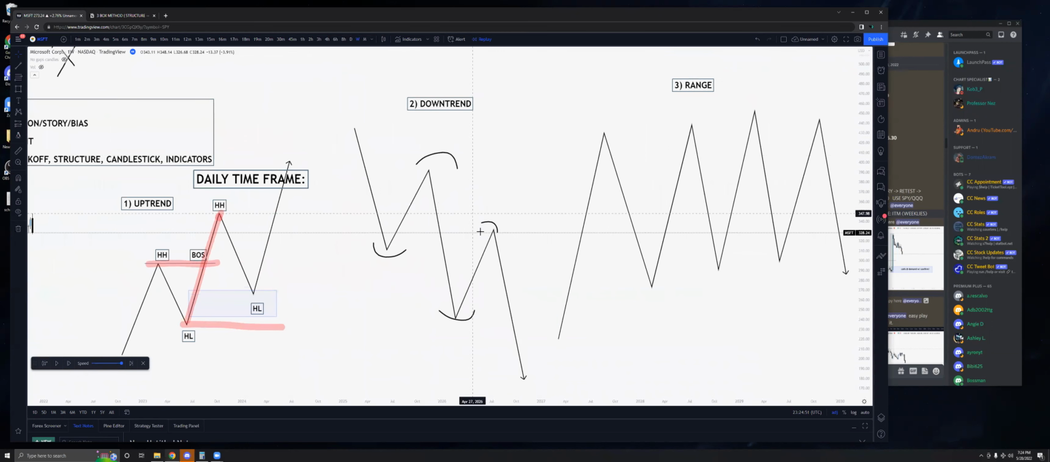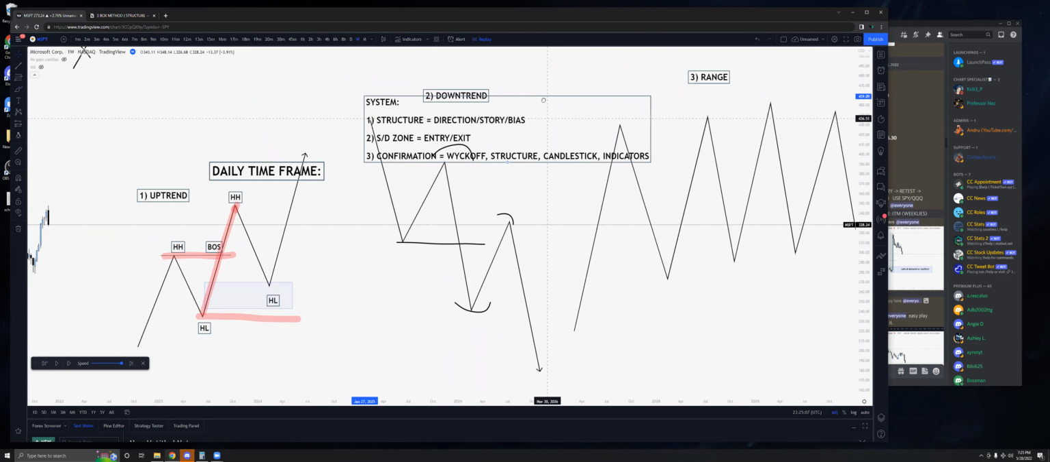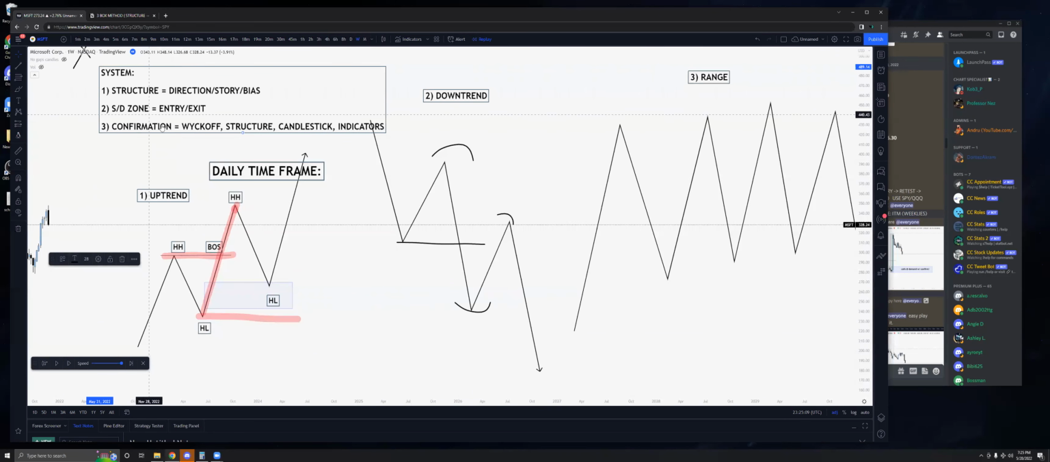So again, downtrend. What is a downtrend telling us? We see that for this to continue going to the downside, what does it have to do? It has to break this low. And what are we applying? We're applying this system right here, the structure.